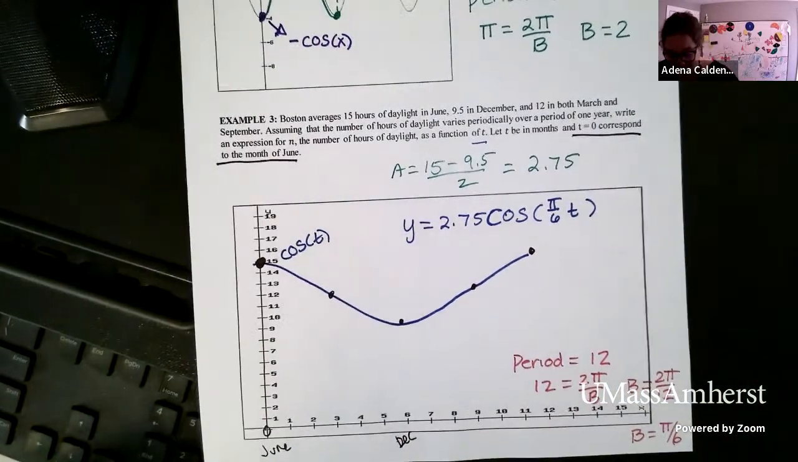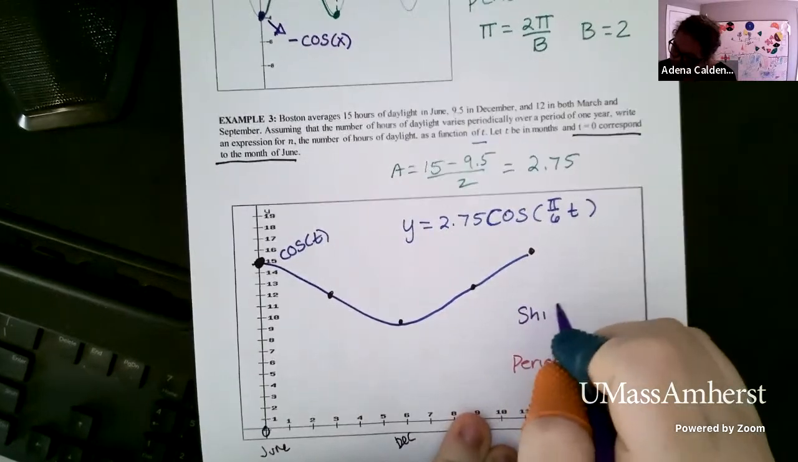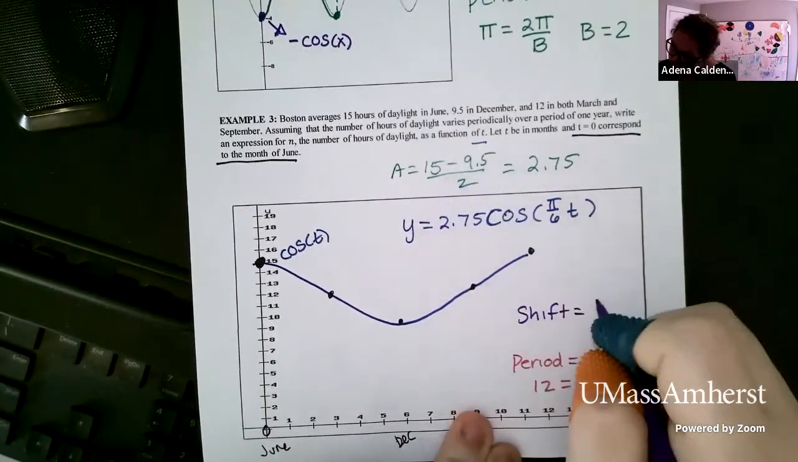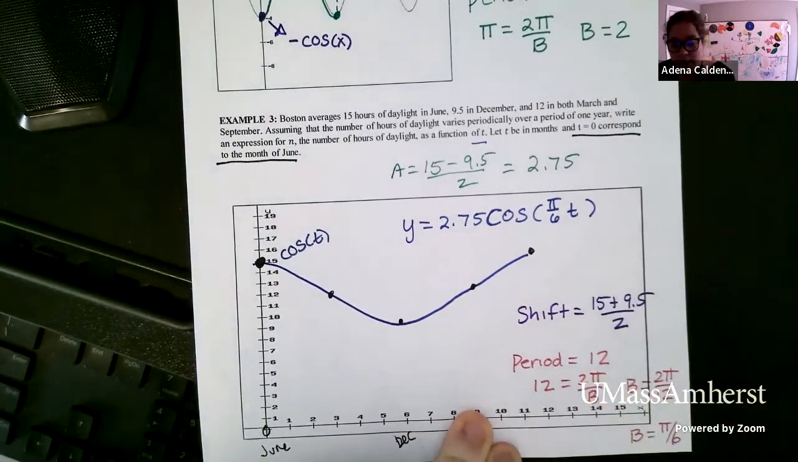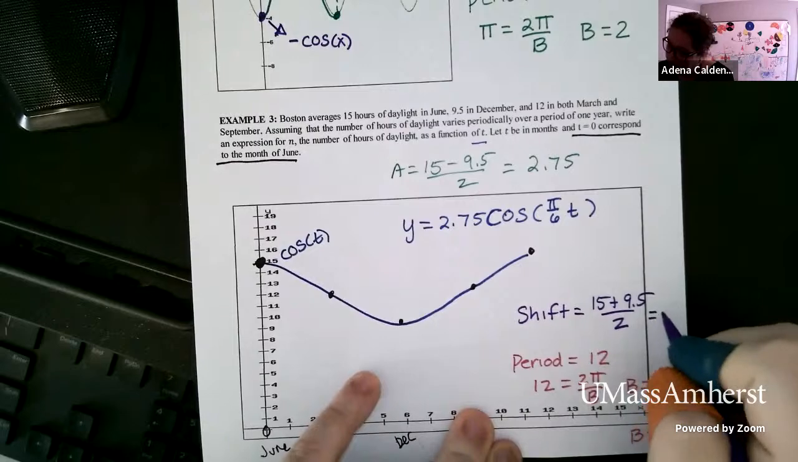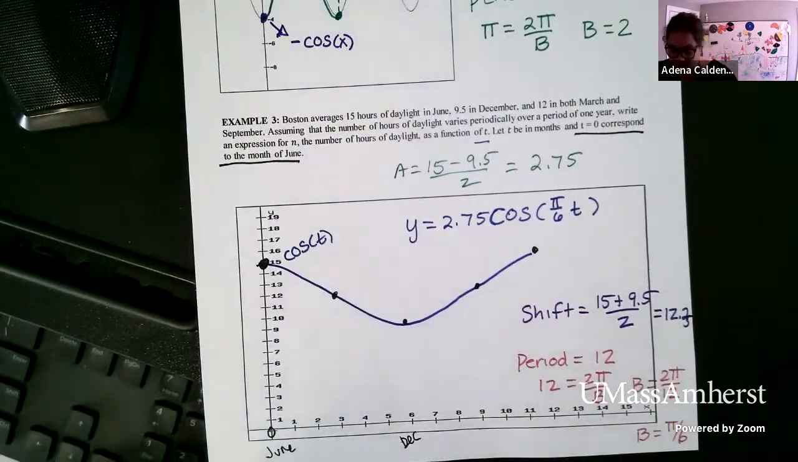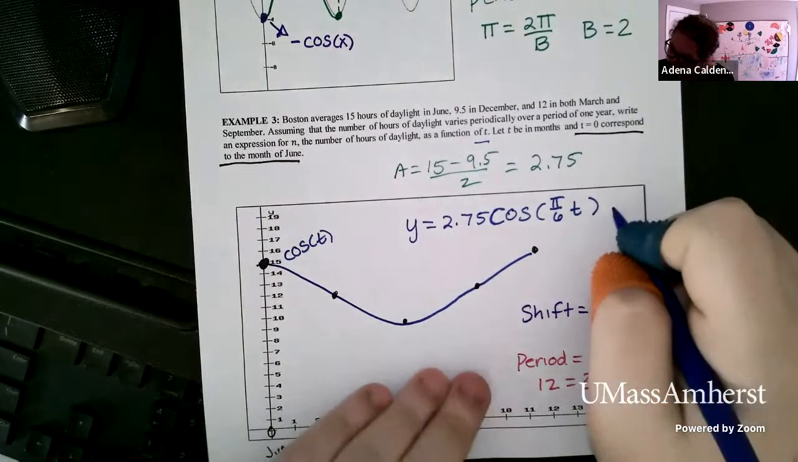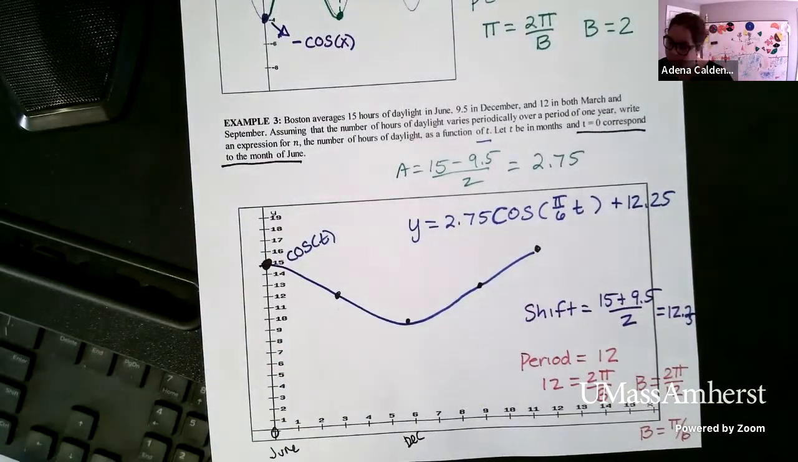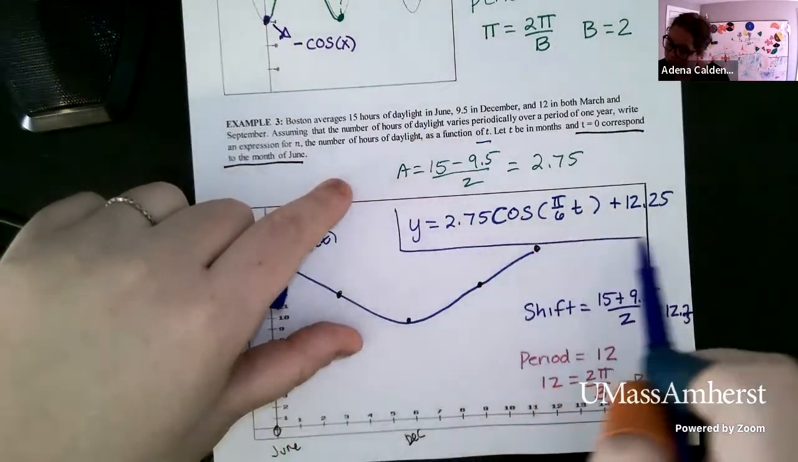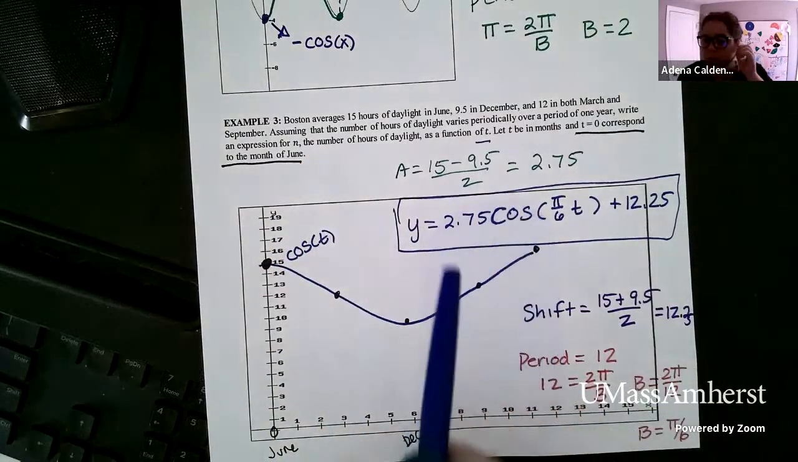And then the last step that we need to do is figure out the shift. So for our shift, we're going to take the maximum plus the minimum, divide by 2, and that's going to give me 12.25. So that's the last thing we have to add on here, plus 12.25. So our final equation that models this scenario looks like this.